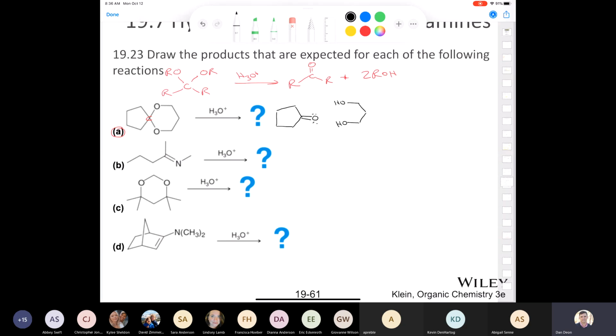Like that, which is 1,3-propane diol. Now, if you want to write it out like this, maybe a preferred conformation, 1, 2, 3, like that, that works as well. Give me a thumbs up if that helps. That helps a little bit.